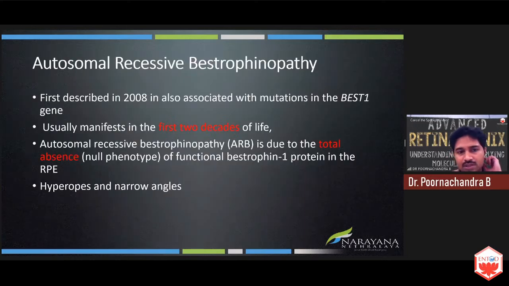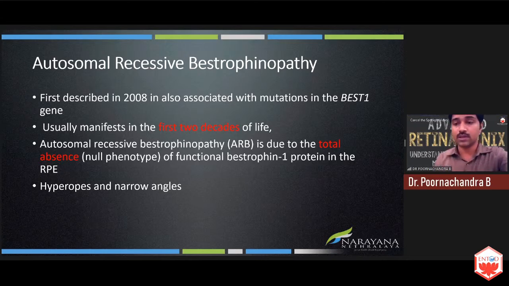When it comes to the recessive form, it was described recently, maybe 12 years back, in 2008. Usually it manifests in the first 2 decades of life. Autosomal recessive bestrophinopathy occurs due to the total absence, a null phenotype, of functional bestrophin. These patients are usually hyperopes and have narrow angles. It's very important to screen them for glaucoma, because I have a couple of patients who lost their vision secondary to glaucoma rather than the dystrophy itself. So whenever you diagnose a patient with ARB, it's important to screen them for glaucoma.